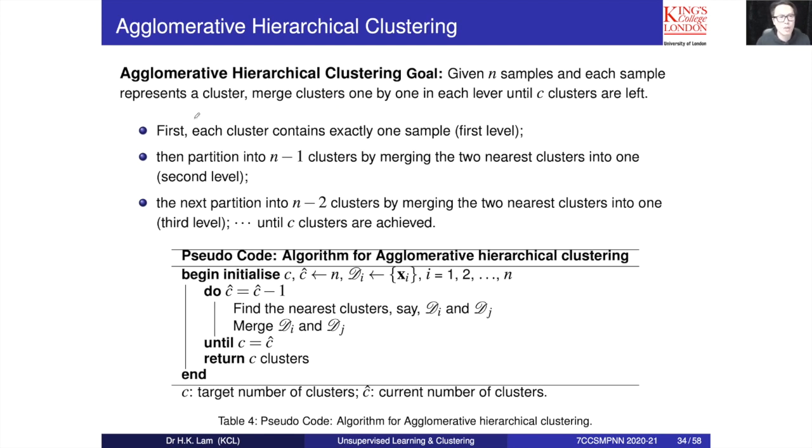This is the agglomerative hierarchical clustering algorithm. As I mentioned before, in the beginning we assign one cluster to one sample. Each sample belongs to one cluster. Each time we find out which two clusters have the closest distance, and then we merge these two clusters. So if in the beginning we have n samples or n clusters, after we merge, the number of clusters becomes n minus 1.